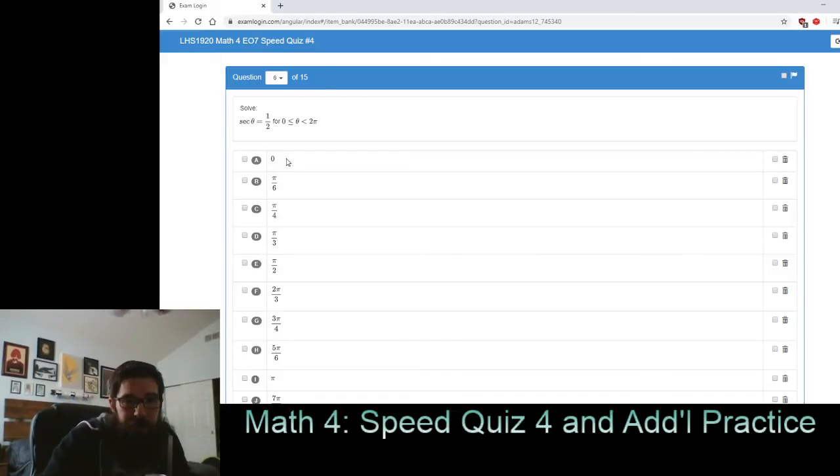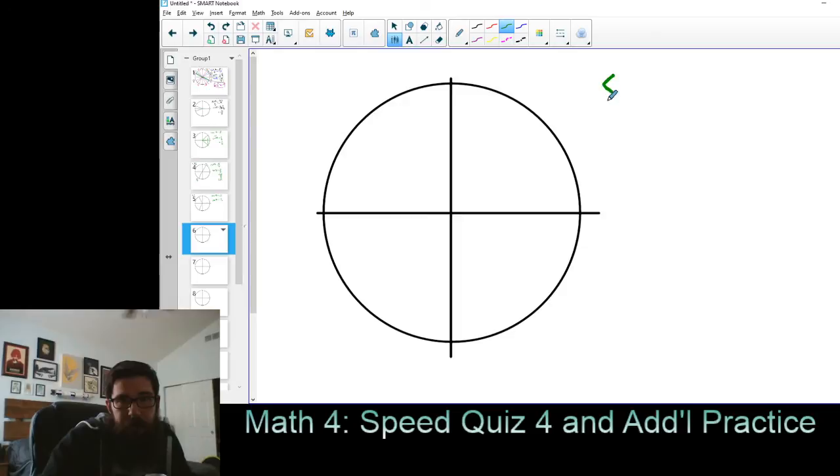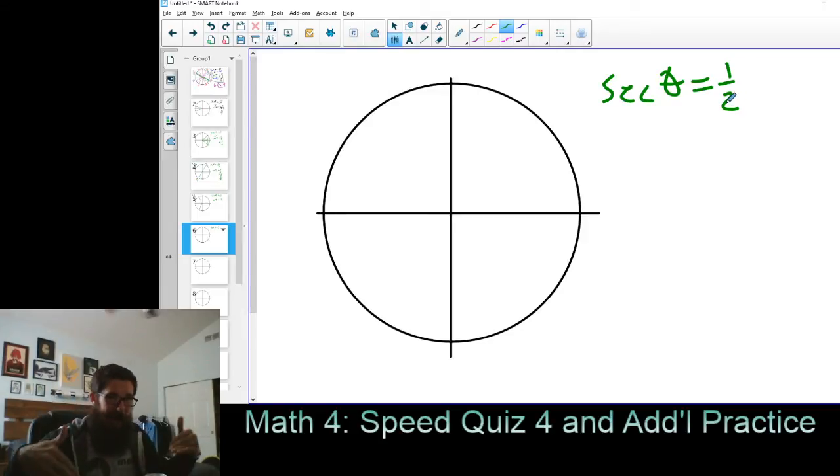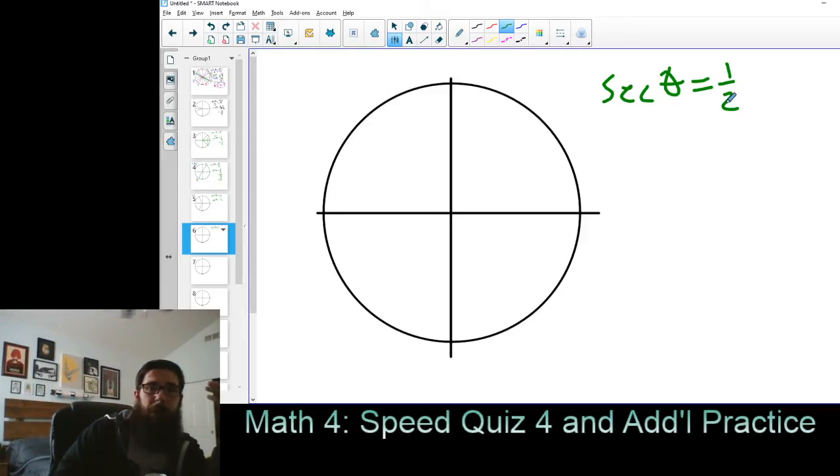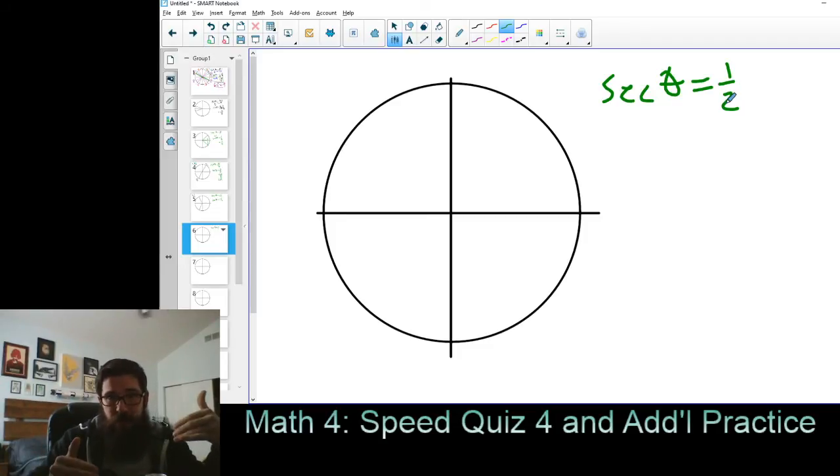Okay, so we'll take this guy right here. It's asking, when is secant of theta 1/2? So I'm going to do some algebra to this to show how I would build maybe one of the test questions that makes you do a little bit of algebra to isolate the trig. Then we'll actually get back to solving this, okay?